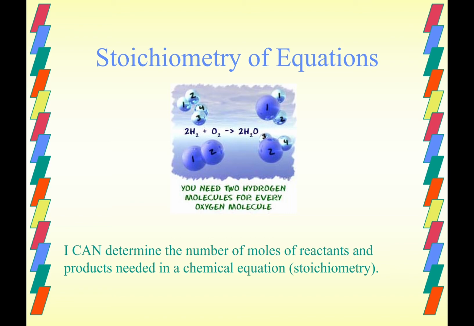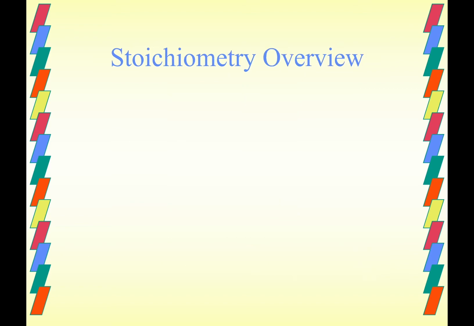And in the little diagram here, we see that we need 2 hydrogen molecules for every oxygen molecule to make 2 water molecules. The stoichiometry has to do with, well, what if we wanted, let's say, 10 water molecules? How much hydrogen and oxygen would we need then?